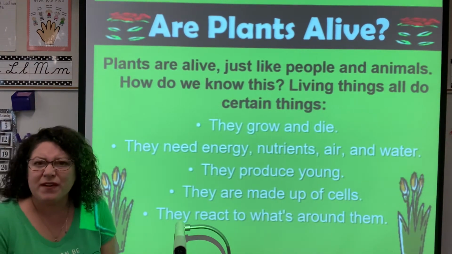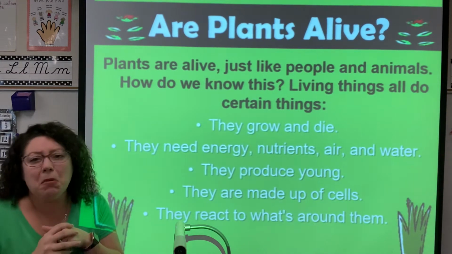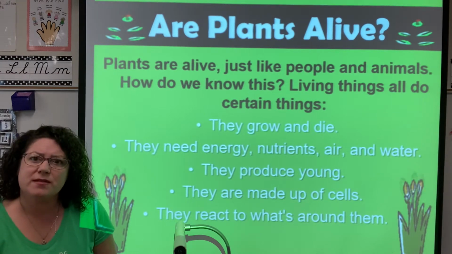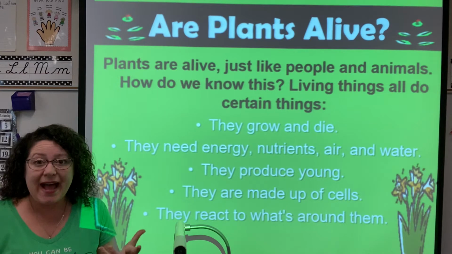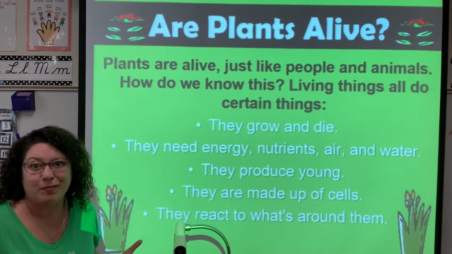What does that mean for a plant? They react? Because plants can't go like that or like that. But think about the weather. If the weather changes, what happens to a plant? Or if it's raining, they react. They grow bigger, right? That's what that means to react for a plant.